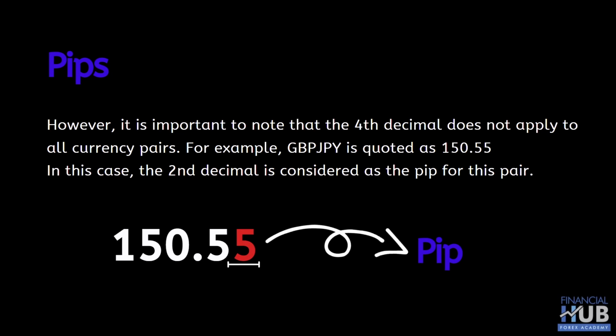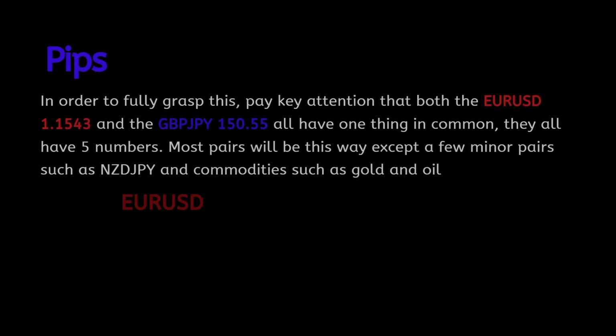However, it is important to note that the fourth decimal does not apply to all currency pairs. For example, GBP JPY is quoted as 150.55. In this case, the second decimal is considered the pip for this pair, okay? So note, this is 150.55. So this fifth digit, the 5 which is the second decimal place, is considered the pip. So that is the difference between a pair such as GBP JPY and Euro USD, okay?